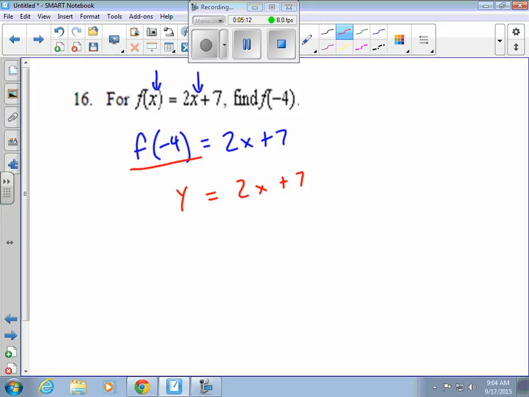So 2x plus 7, but in place of x, you're going to sub in the f value, which is negative 4. So 2 times negative 4 is negative 8, and negative 8 plus 7 is negative 1. So y is equal to that, or f of negative 4 is equal to negative 1.